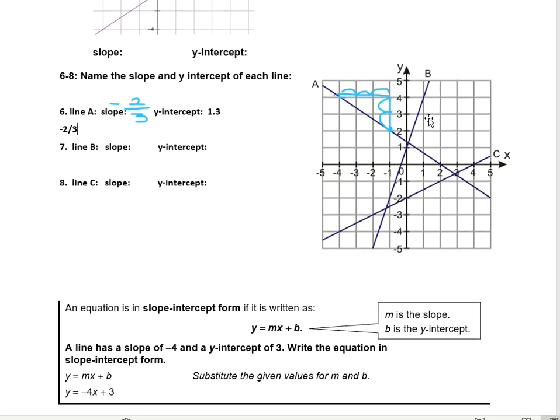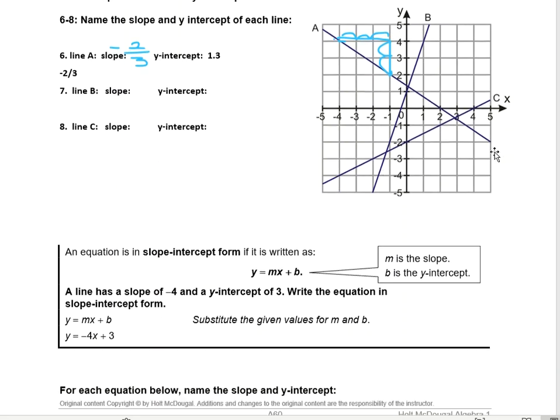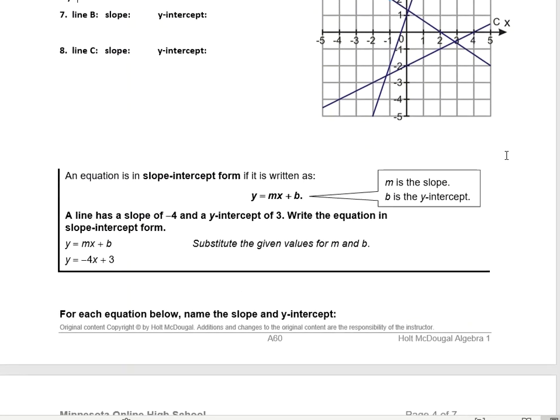And you'll do the same thing for B and C. B is a positive slope because it's going uphill from left to right, and so is C. They're both going to be positive slopes.